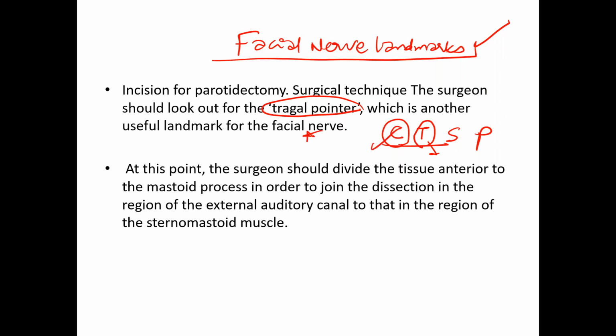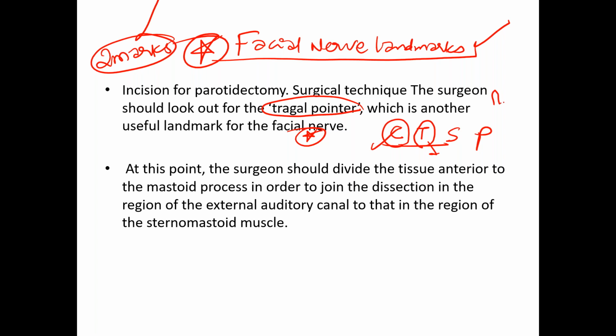These are the questions that are asked in the final exam. These are 2 marks questions, very important. Cartilaginous pointer as a facial nerve landmark, that is, write down tragal pointer. It acts like a pointer, like this is the index finger, it shows like this. So this is called the cartilaginous pointer. So see the nerve there like that.